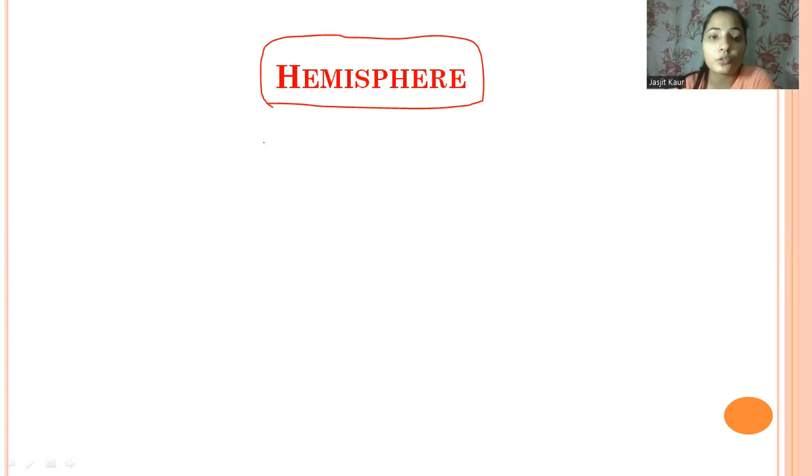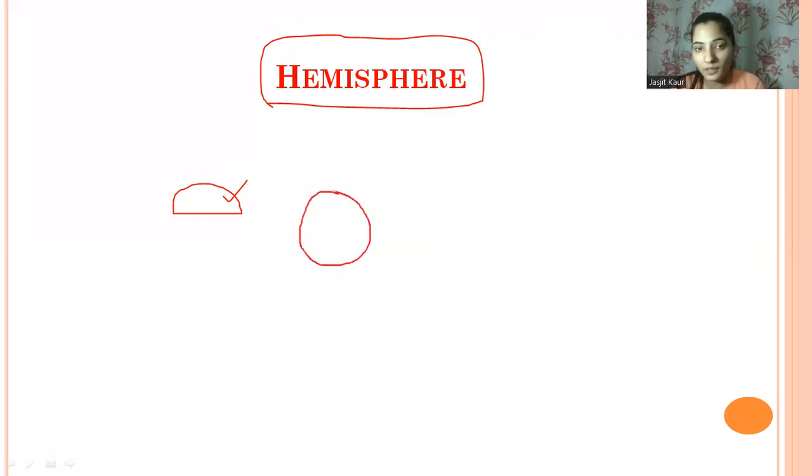So if I tell you, hemisphere is something that we all have studied in our mathematics class. A hemisphere is when we divide a circle into two equal parts, and one half of the circle is called a hemisphere. So suppose this is a circle and when we divide it into two equal parts, then this half is called a hemisphere.